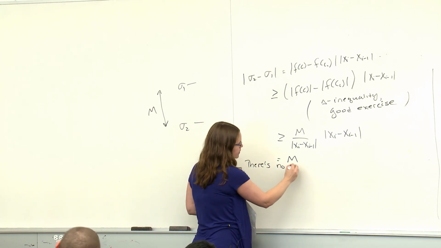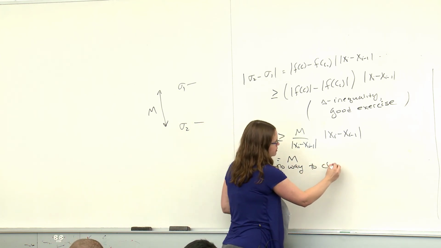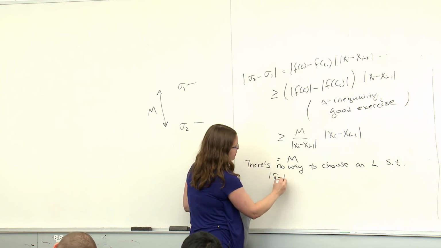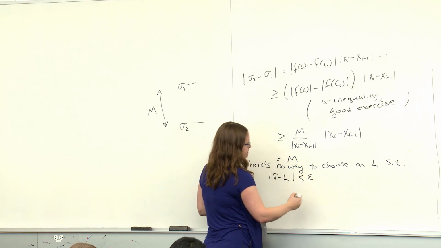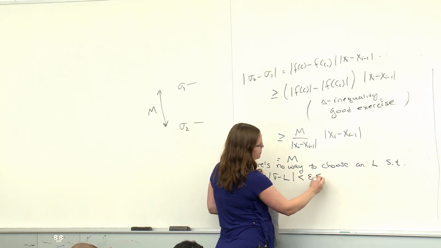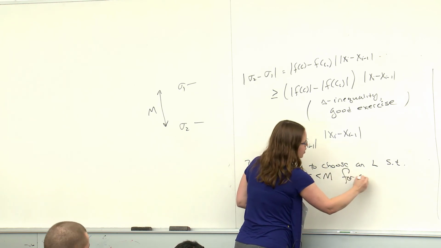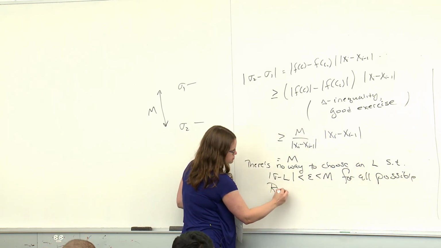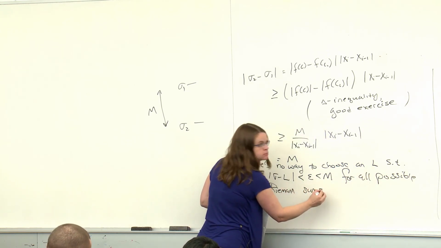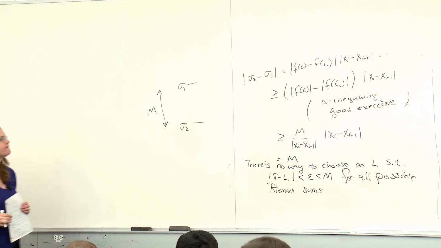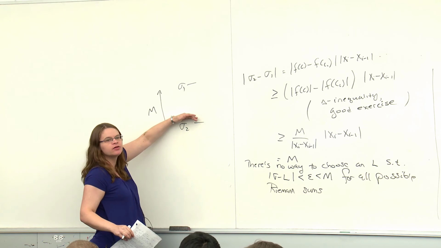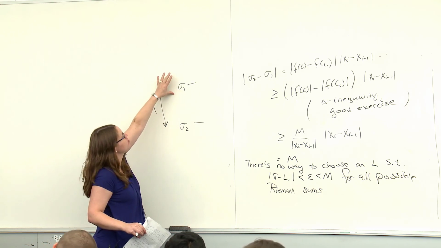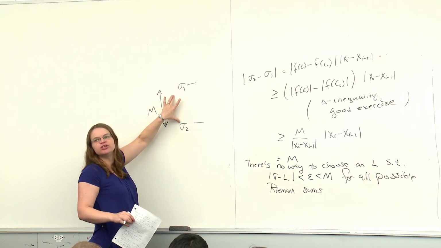So there's no way to choose L such that sigma minus L is less than epsilon if epsilon is less than m for all possible Riemann sums. Right? Because if L is down here close to sigma 2, then sigma 1 minus L is huge. I can't make it less than m. If L lives up here, then sigma 2 minus L is going to be huge. I can't make it less than m.